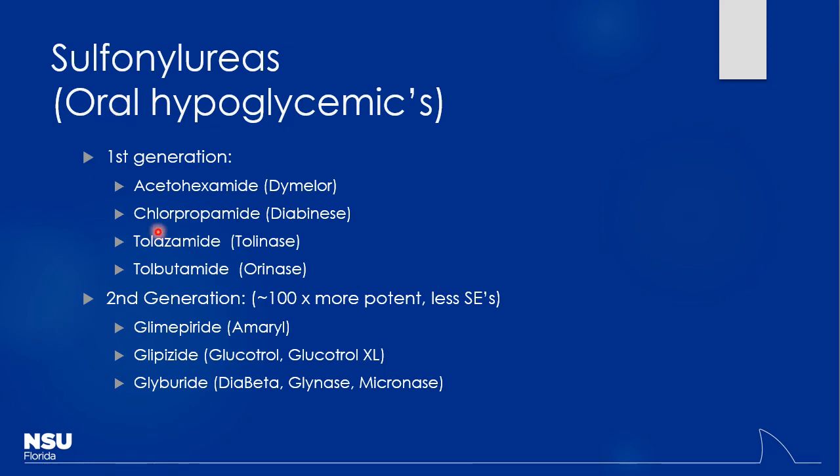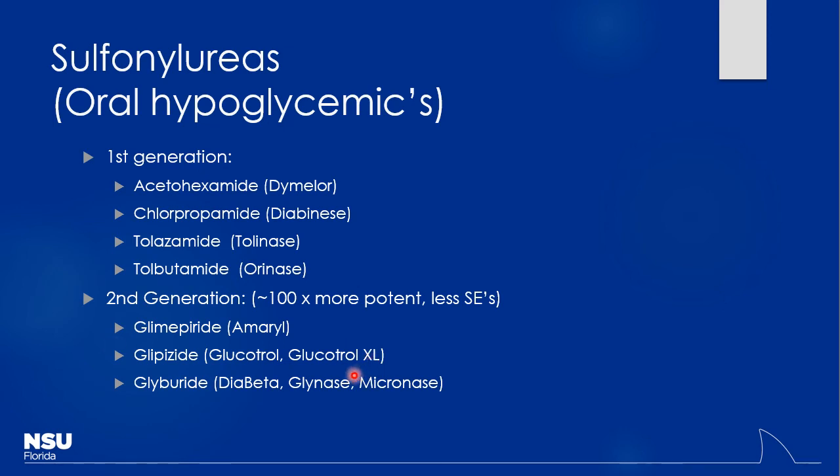So anyway, we don't really use too many of the first generation agents anymore. Certainly the second generation ones we do use, and this includes your glimepiride, glipizide, and glyburide. A lot of these come as, say for instance, an XL formulation. Again, the benefit of that is what? You get long-lasting effects throughout the day, so you typically have to give it how often? One time a day, right? So it helps from a compliance standpoint.